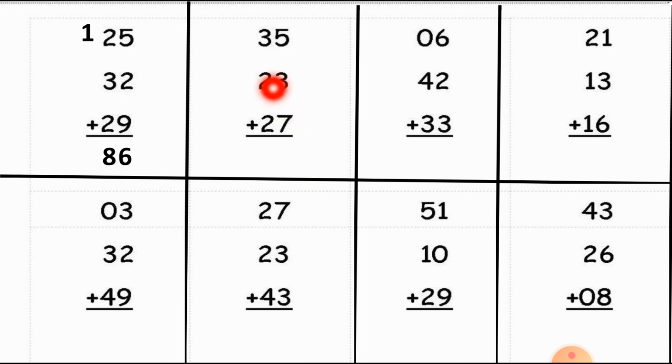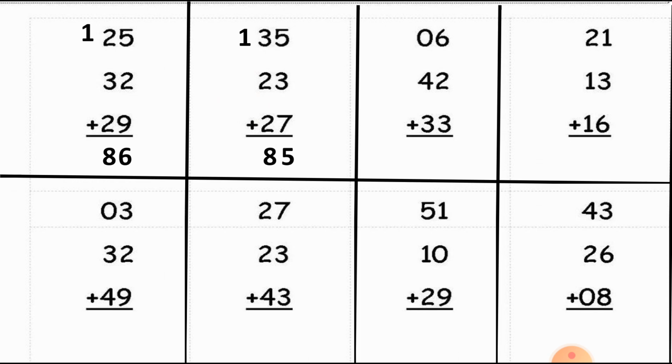The next one, 35, 23 and 27. The ones column is 5 plus 3 plus 7. So the answer is 15, and 1 will move as a carry forwarded number. Now let's add the tens column, which is 1 plus 3 plus 2 plus 2 is equal to 8. So here is our answer, 8, and the final answer is 85.